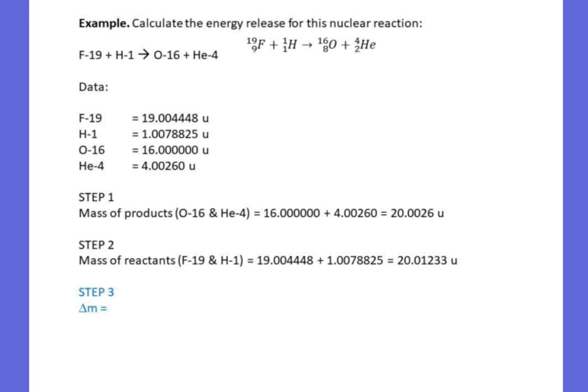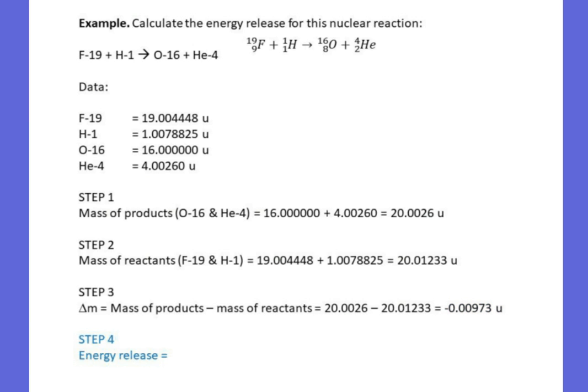But step 3 is actually to figure out the mass defect, the change in mass, which is the mass of the products take away the mass of the reactants. In this case, it's the mass of the products, which is 20.0026, take away the mass of the reactants, 20.01233, and we find that there is a minus 0.00973 atomic mass unit mass defect, which means mass has been lost in this reaction. As we know, if mass is lost, that means energy is released.